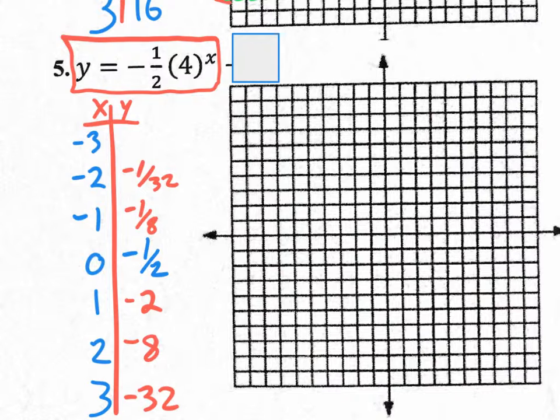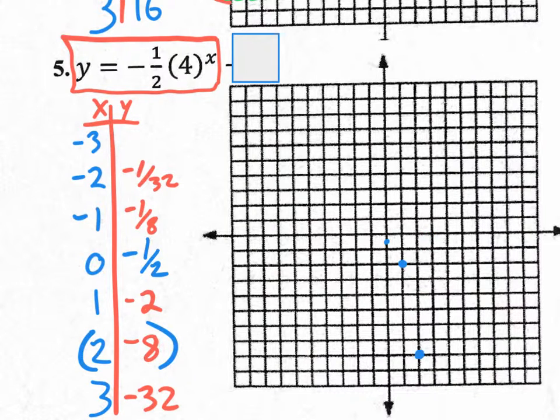So let's graph what we have right here so far. 0, negative half is right here. Let's go to 1, negative 2. 1 on the x, negative 2 on the y, it's right there. Let's go to 2, negative 8. 2 on the x, negative 8 on the y, it's down here. And I'm not going to go to 3, negative 32 because that's way off the graph. So I don't need that last coordinate.